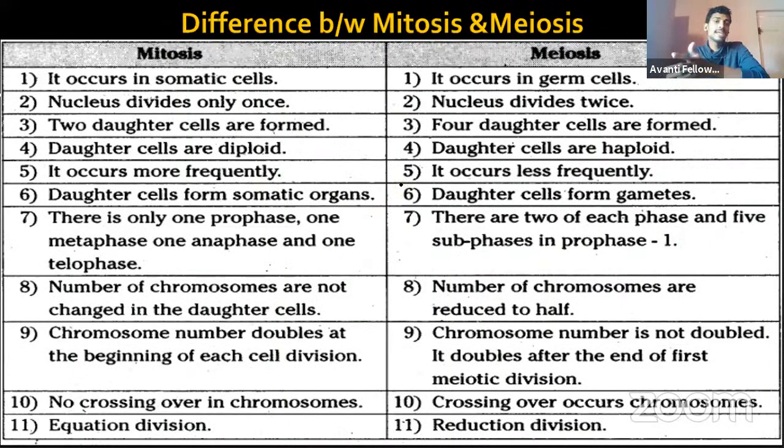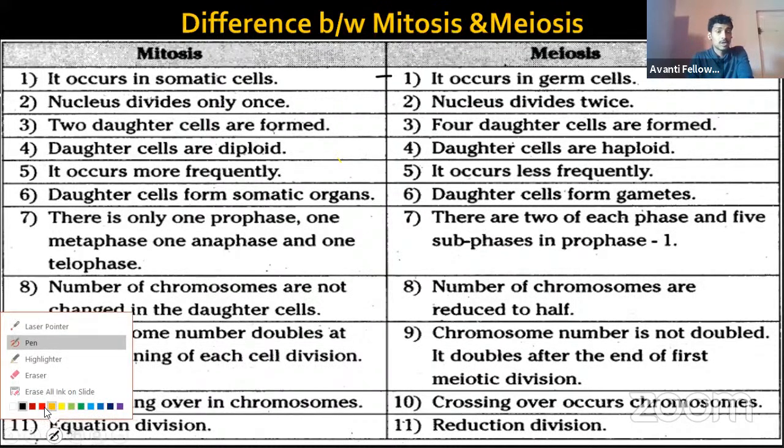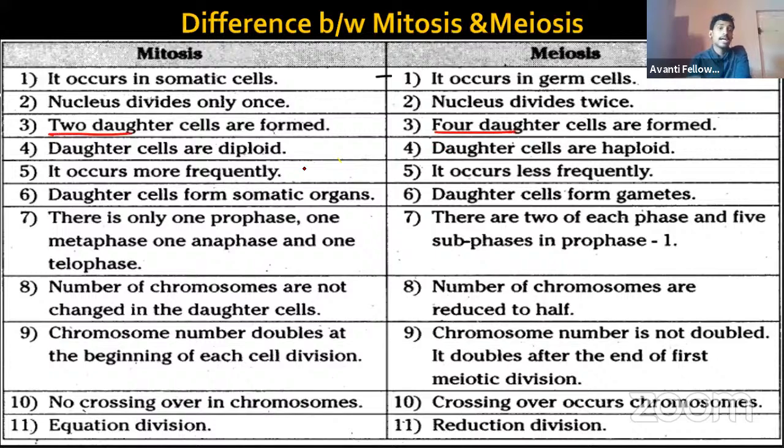So we made the difference. The difference is simple. Mitosis occurs in somatic cells, but meiosis occurs in the germ cells. In mitosis the nucleus divides only once, but in meiosis it will divide twice. I will come back to the children once again. Mitosis gives rise to 2 daughter cells, but meiosis will give rise to 4 daughter cells. Mitosis daughter cells are diploid or haploid depending upon the parent, but meiosis is always haploid. Mitosis occurs frequently, but meiosis is less frequent, only in the germinal cells. Mitosis happens in somatic organs, but meiosis gives rise to gametes.